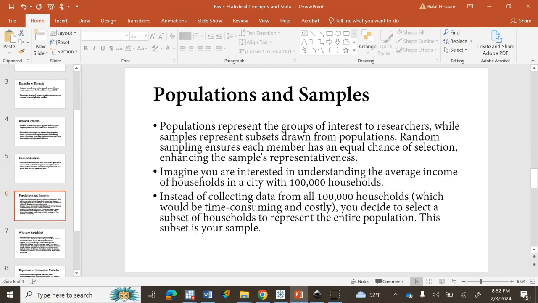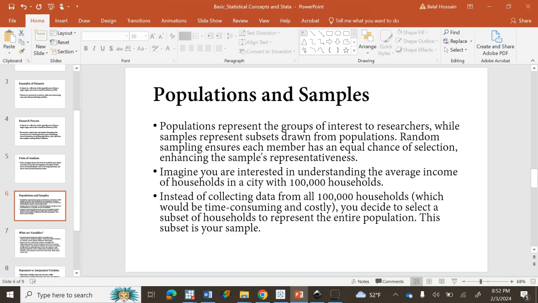Okay, now very important is population and samples. So what is population? What is sample? Populations represent the groups of interest to researchers, not the entire population of your country. It could be, but it is not necessarily. It is the population of interest to the researchers, meaning that researchers are targeting this population group specifically to know about, while samples represent subsets drawn from populations.